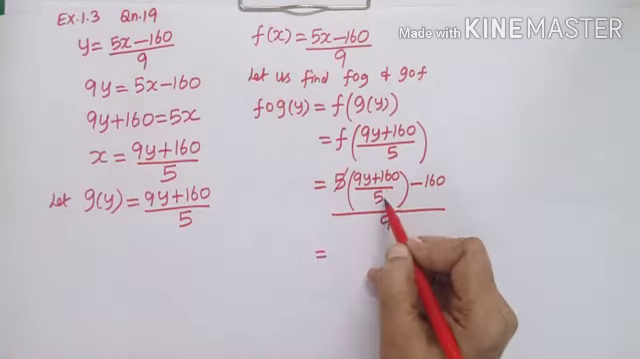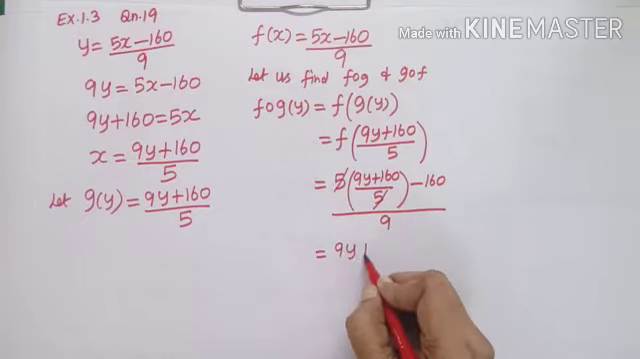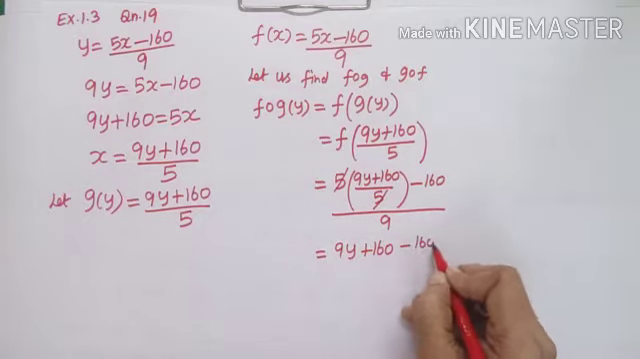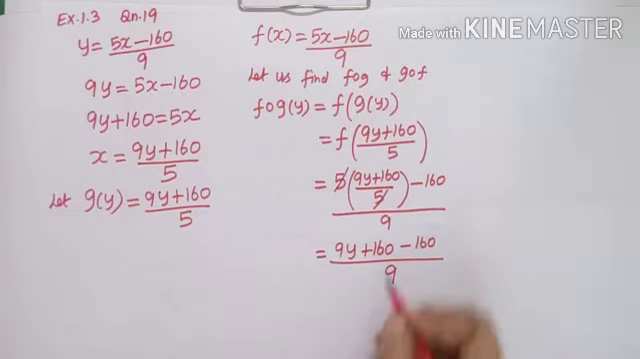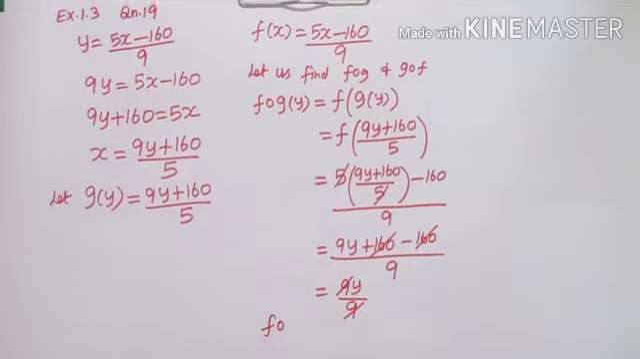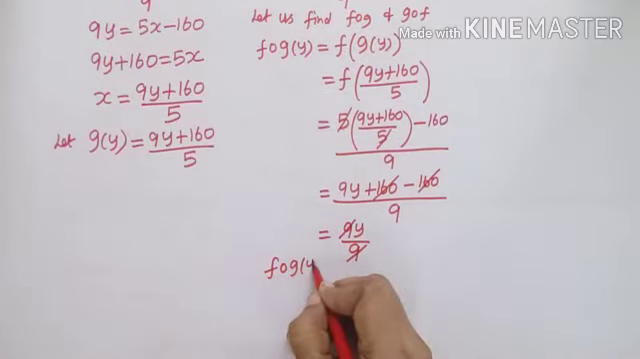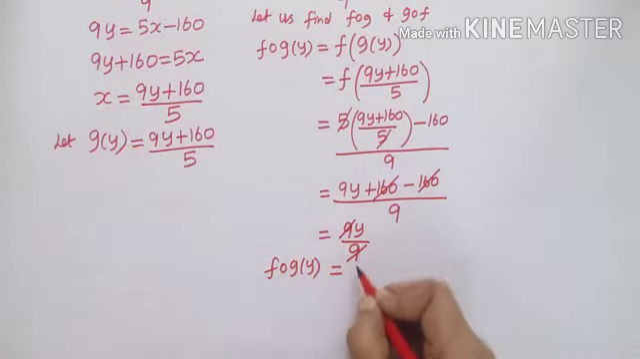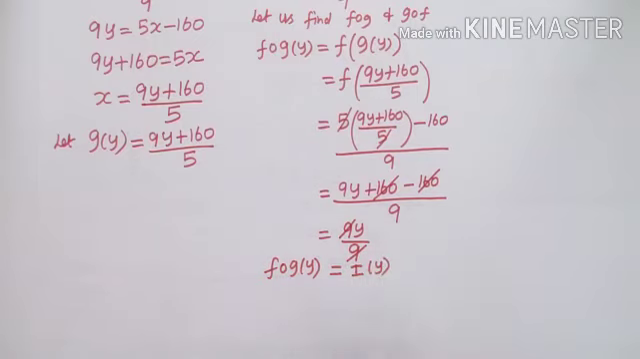Simplify this. 5 and 5 cancels. (9y plus 160 minus 160) divided by 9. 160 cancels. 9y by 9. 9 cancels. So f composition g of y equals simply y, I will write identity I of y, or I understand f composition g is equal to I. In the same manner, let us find out what is g composition f.